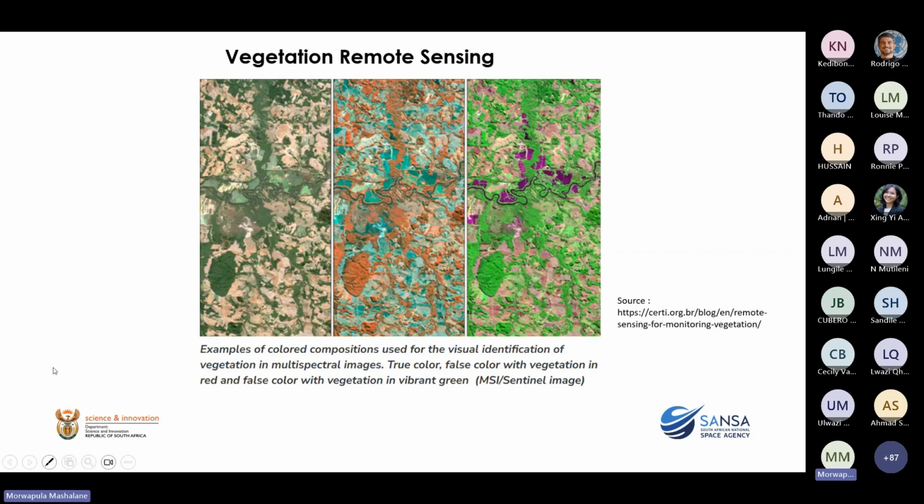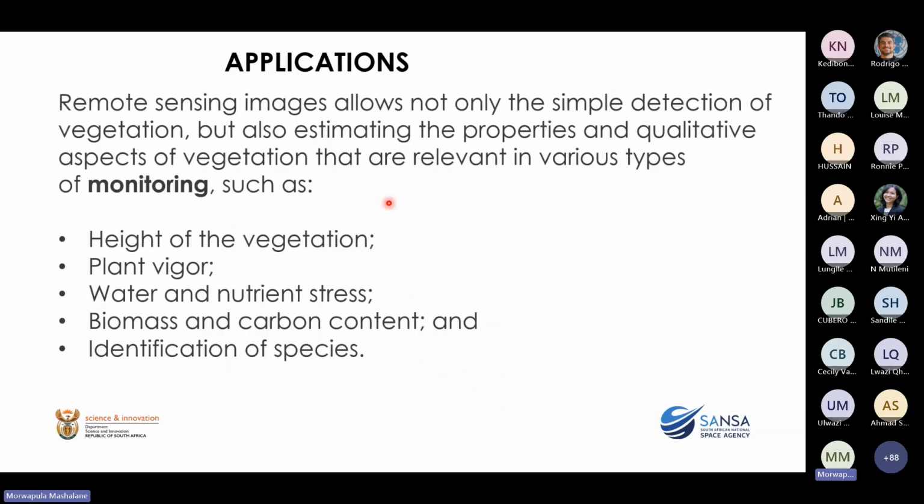This one where I'm pointing is what we call the true color composite, whereby vegetation is green but soil is brown, like the normal colors that you see. The last two are the false color composites. You can see that the vegetation is red in this case. That's what we do to enhance the image so that we can identify the feature we were looking at, which is vegetation.